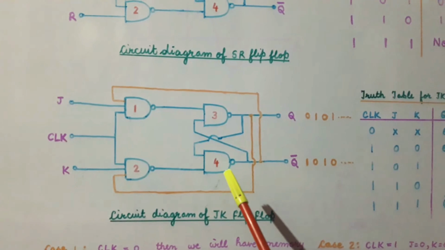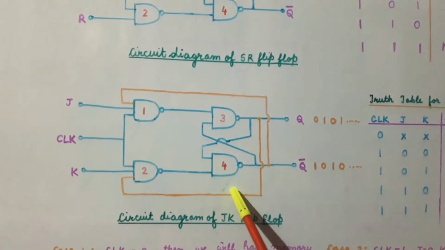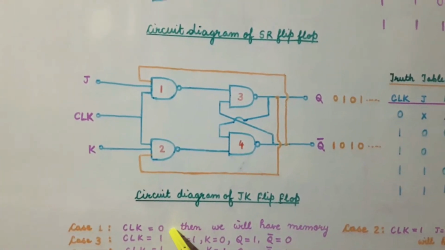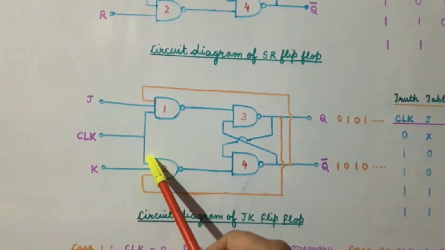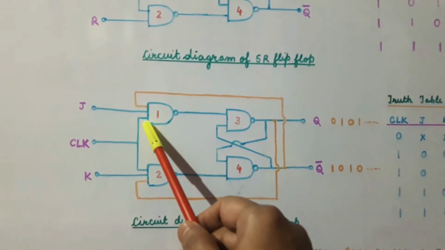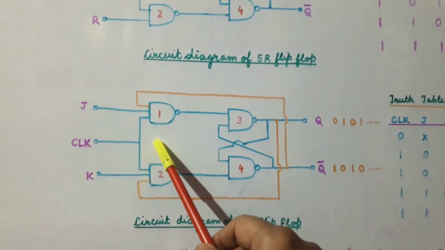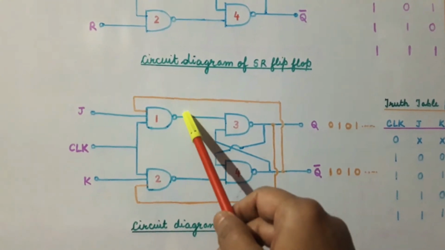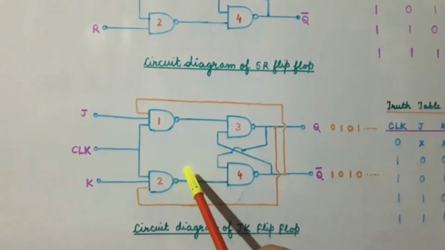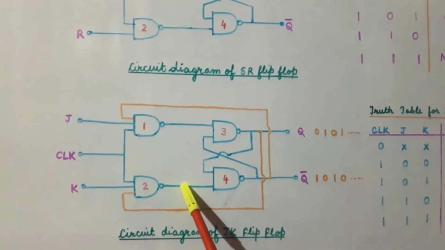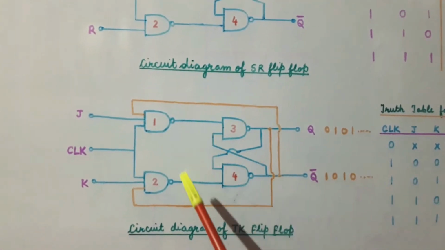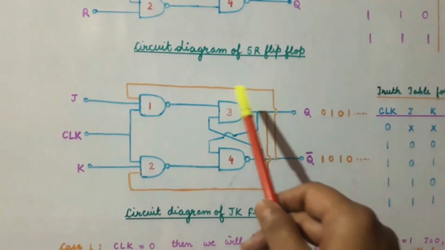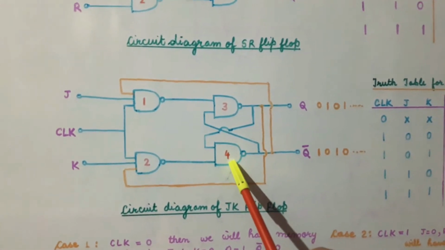Now let us see the working of this JK flip-flop. Let us consider the first case, that is when the clock is low. When the clock is low, then this input will be 0, this input will be 0, and since this is a NAND gate, a low input will give a high output here and here. So we will get 1 and 1, and we know that this is the NAND SR latch, which we studied in the previous lecture.